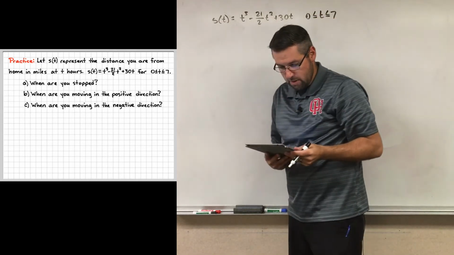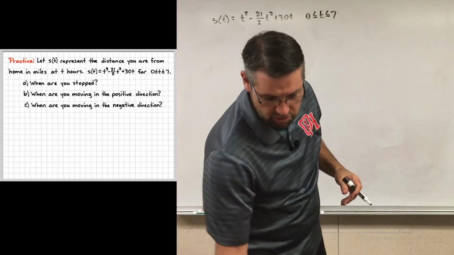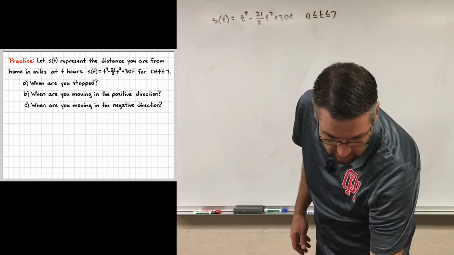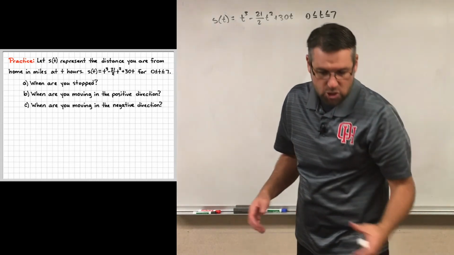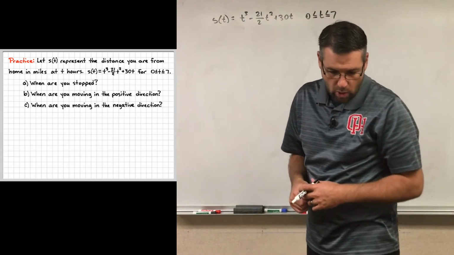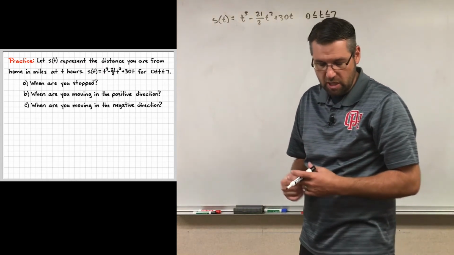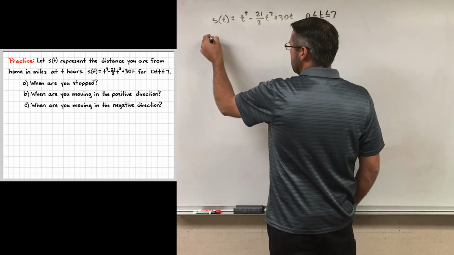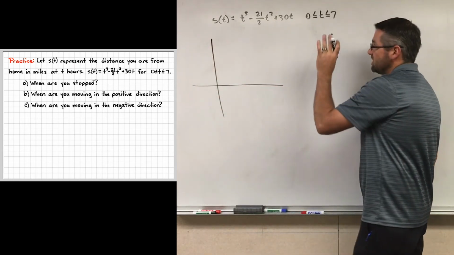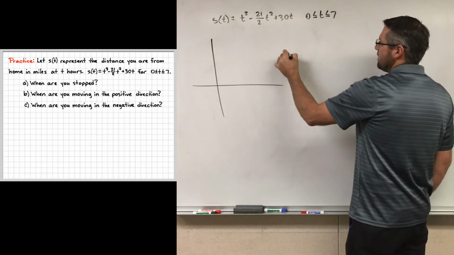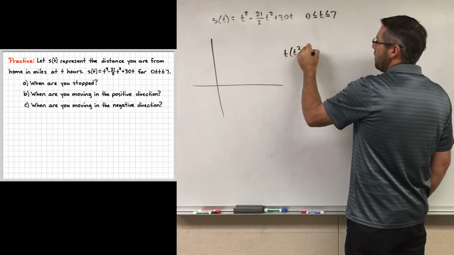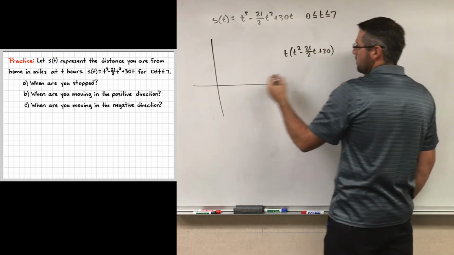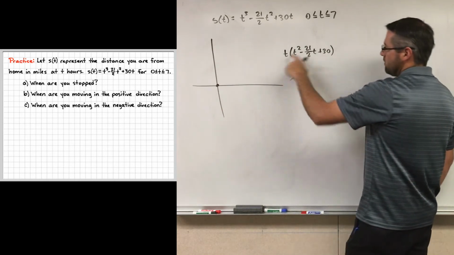All right, and then we just answer the three questions. When is the particle or the object stopped? When are you stopped? When are you not moving? When are you moving in the positive direction and when are you moving in the negative direction? Well, if I was to approach this graphically, now I don't know exactly what that looks like. I guess I can factor a little bit to figure out roughly what it's going to look like. I know that I have a 0 at t equals 0 because of that factor there.